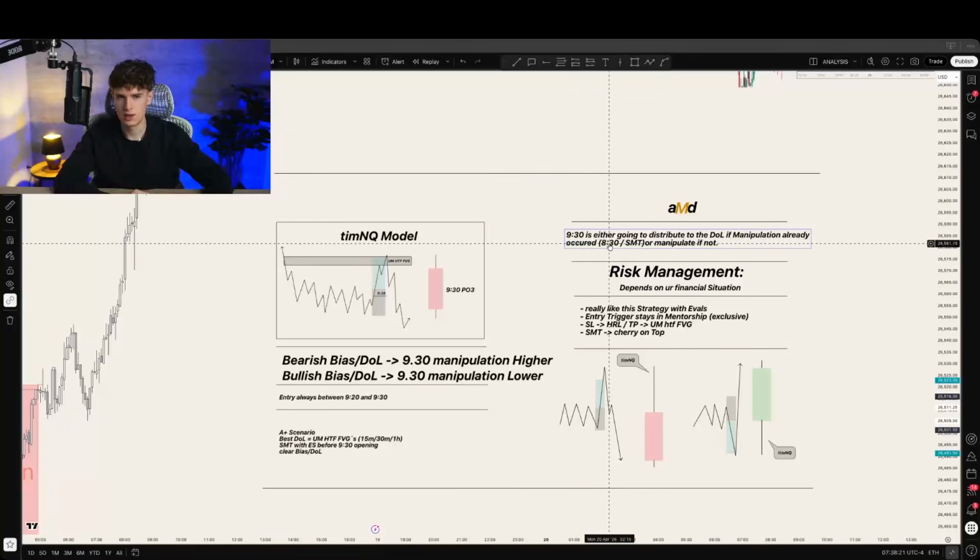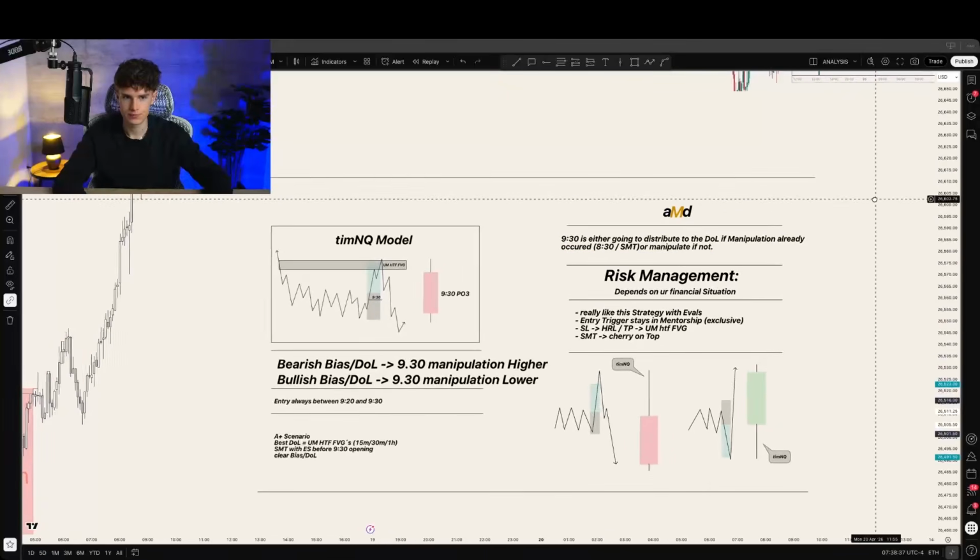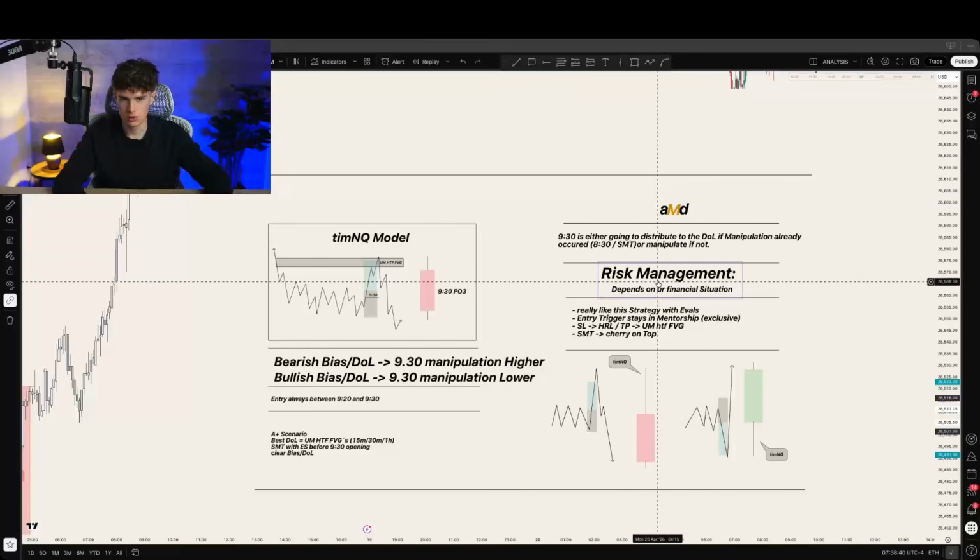So let's say right here we have the 830 open and we have an SMT with 830 open with ES. That's a clear sign of manipulation, and that says to me the manipulation already occurred, and therefore I'm expecting 930 to distribute, okay? And yeah, so obviously the risk management depends on your financial situation.